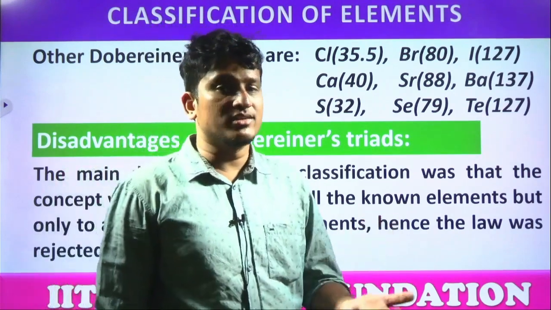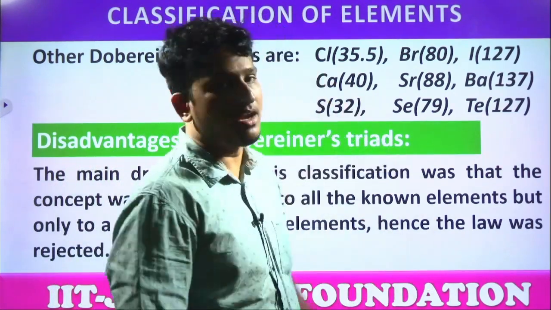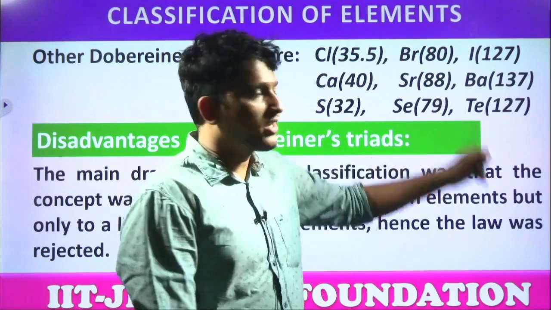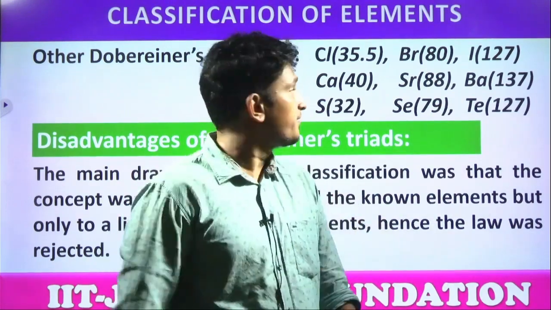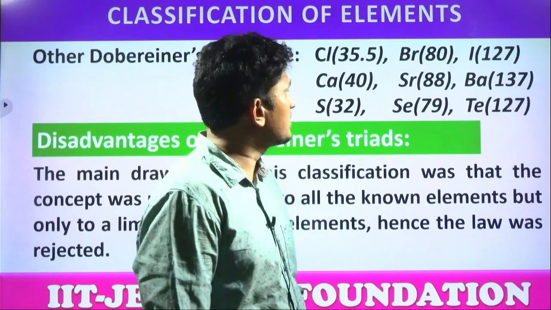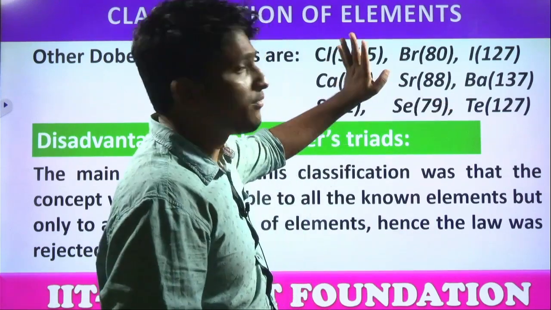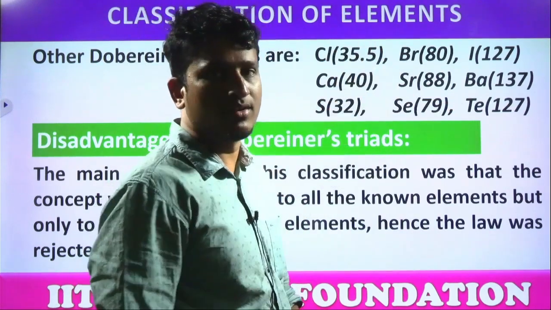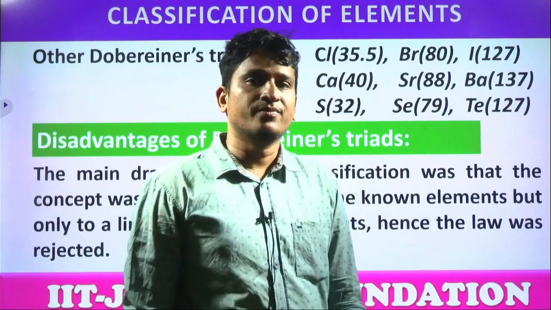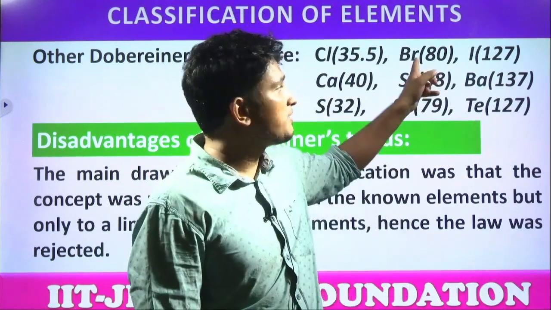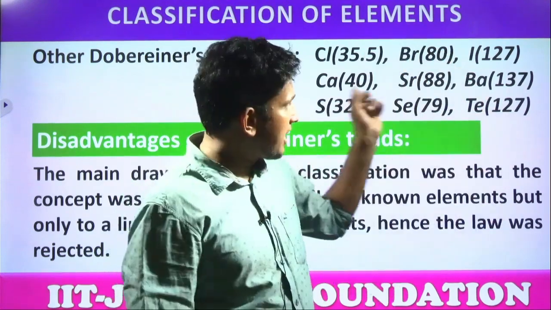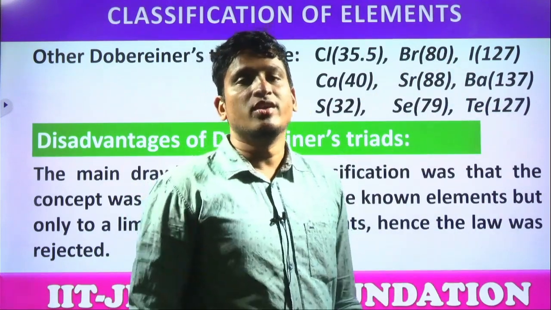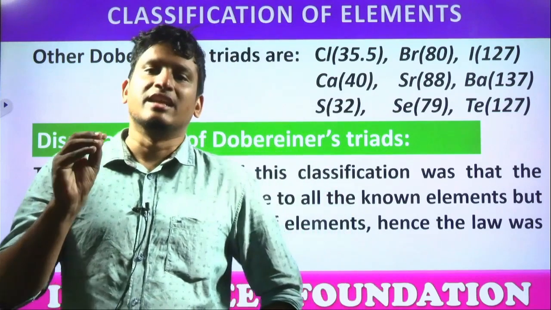And in these triads also, if you check, look at chlorine's mass, how much? 35.5. Look at iodine's mass, 127. So what is the average of these two masses? 35.5 plus 127, that is 162.5. Yes or no? By 2, which is how much? 81.25. But what is the mass of bromine? 80 only. Is it the average of the first and third element? No. And the other masses also are not completely related.